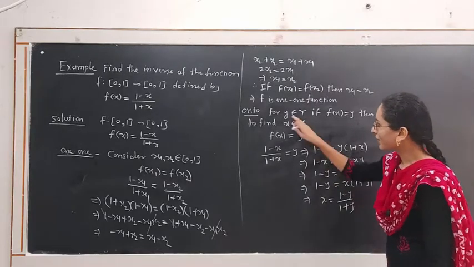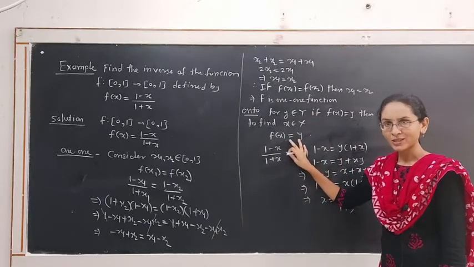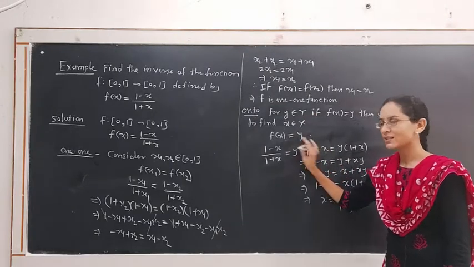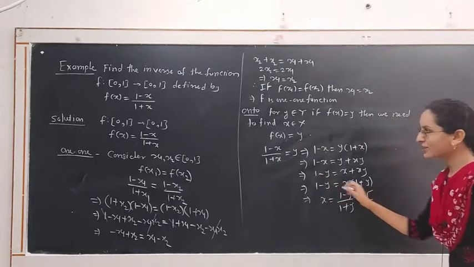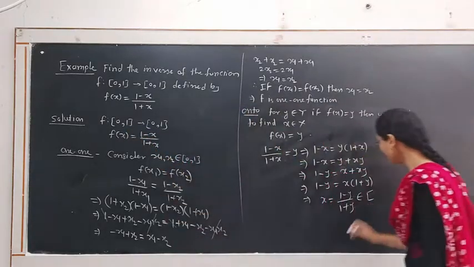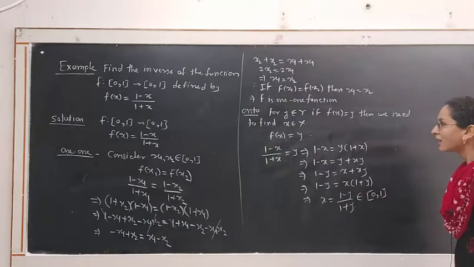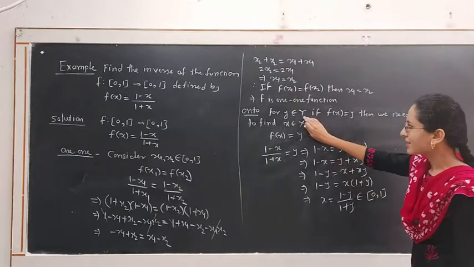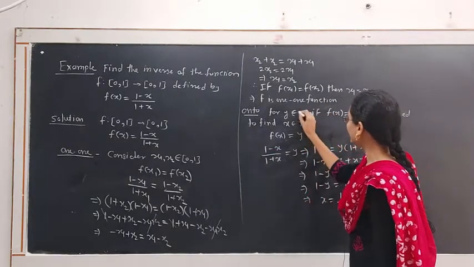Hence, for a given y belonging to the codomain, we consider f of x is equal to y, then there exists a value of x belonging to the domain set. The domain set of this function is the closed interval 0, 1. This x belongs to the closed interval 0, 1. Here also, the y set is what? Codomain for the function, and that is the closed interval 0, 1.